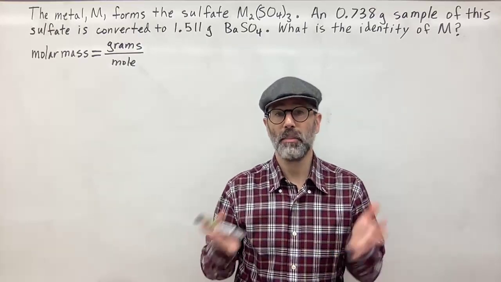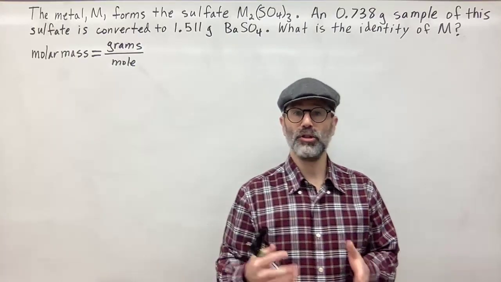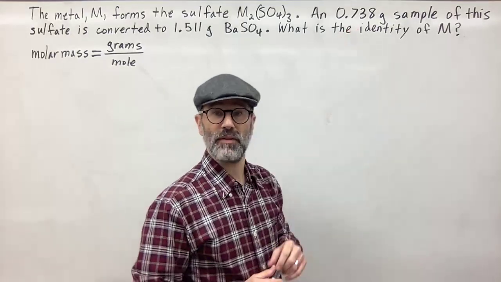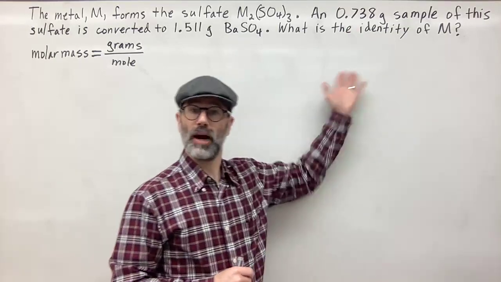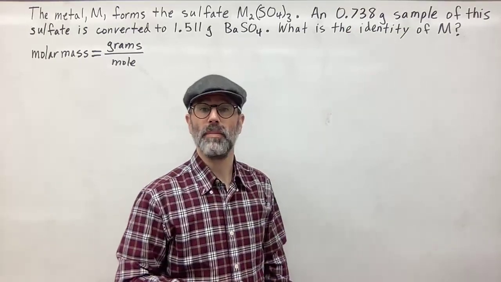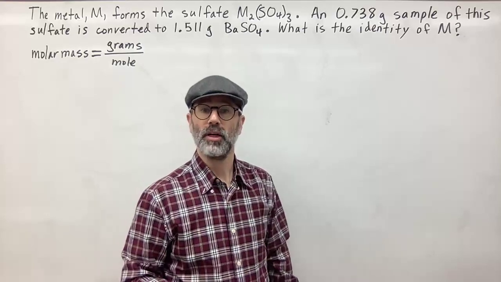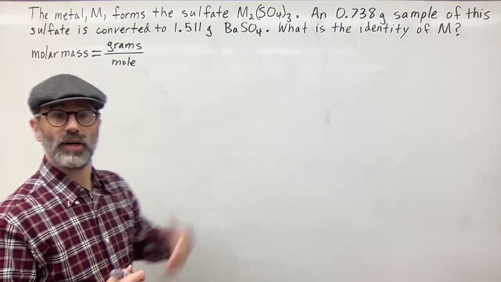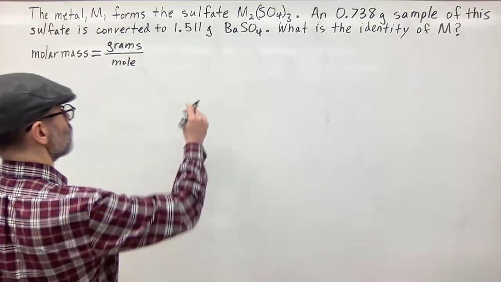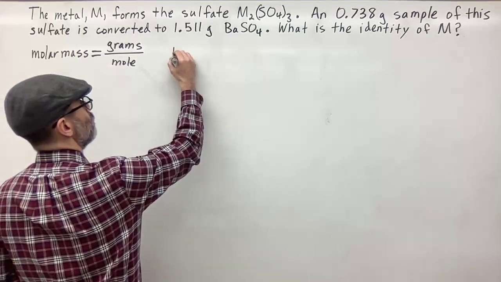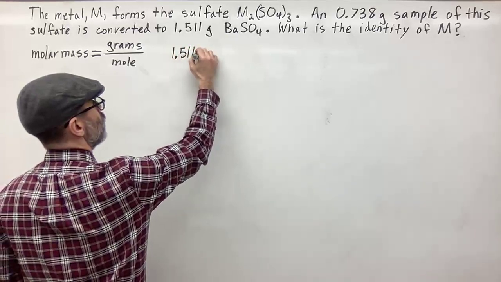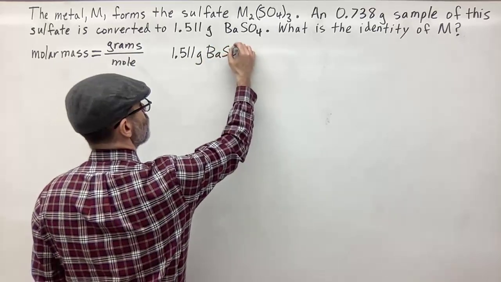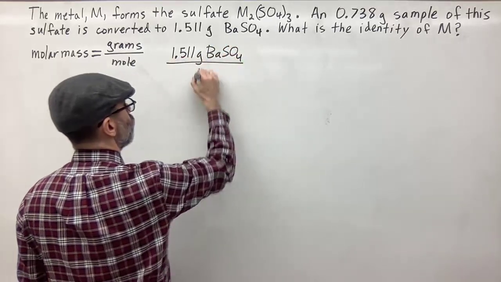And if we could find the mass of the sulfate, all we have to do is subtract that from our original sample, 0.738, and whatever's left has to be due to the mass of the metal itself. So that would give us the top part. Okay, let's do that. So we're going to take 1.511 grams of the barium sulfate over 1.